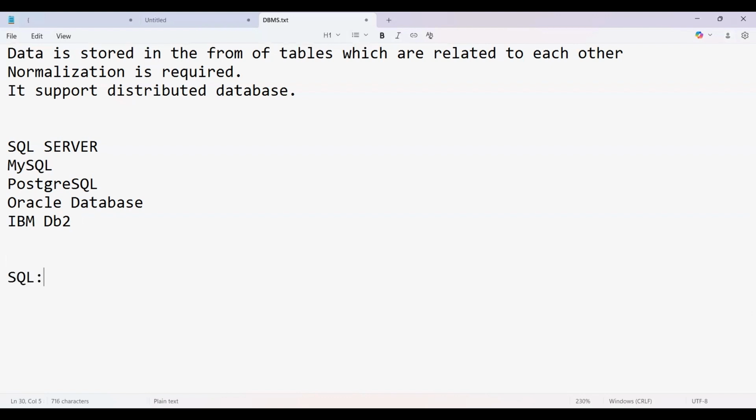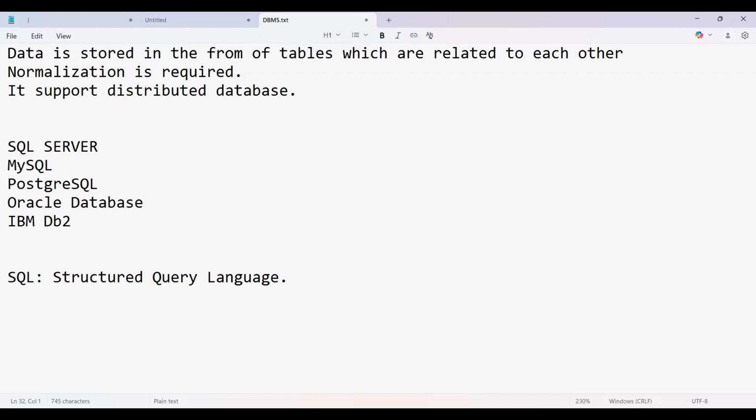So what is SQL? The full name is Structured Query Language.